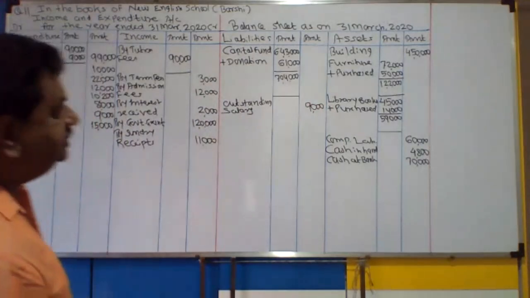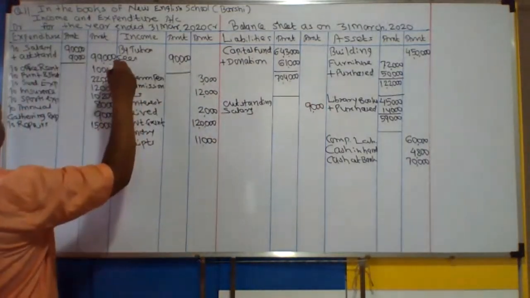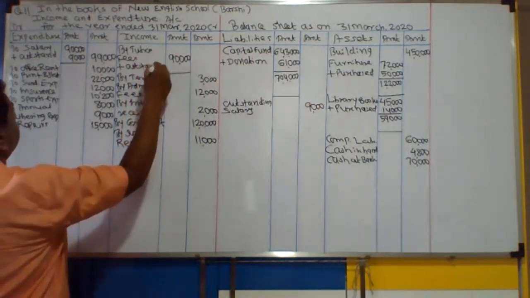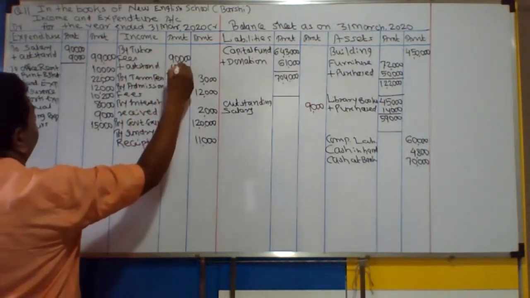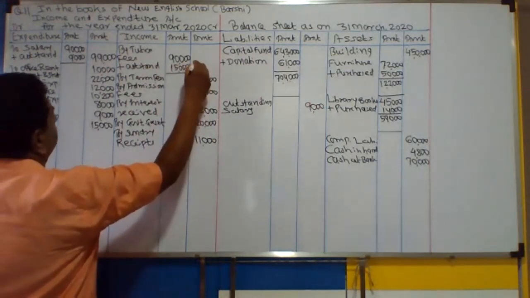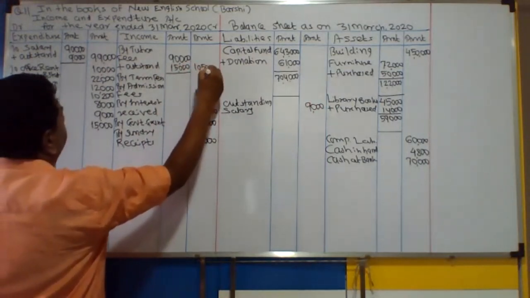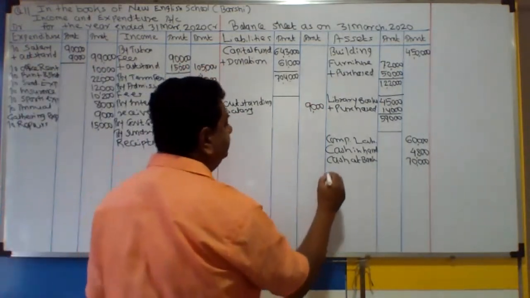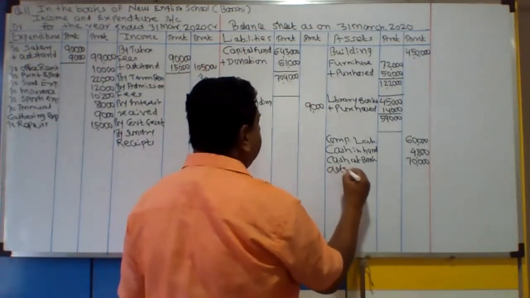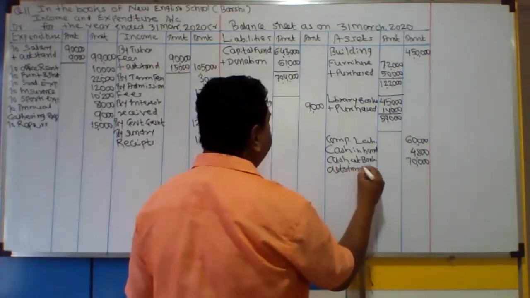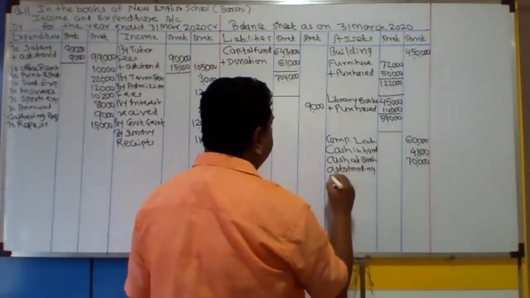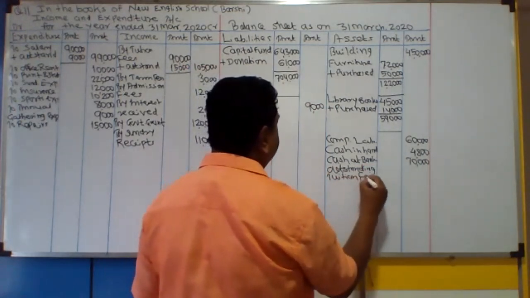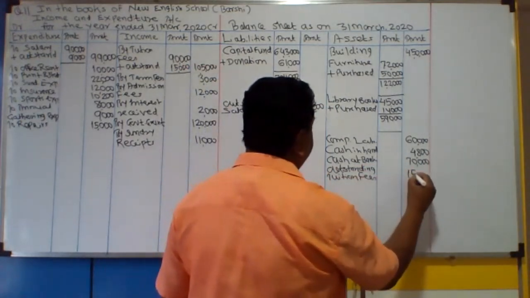Outstanding tuition fees, this is outstanding income. So add in the tuition fees, 15,000. Outer column now it is 1,05,000. And balance sheet assets, because this is outstanding income, outstanding tuition fees, 15,000.